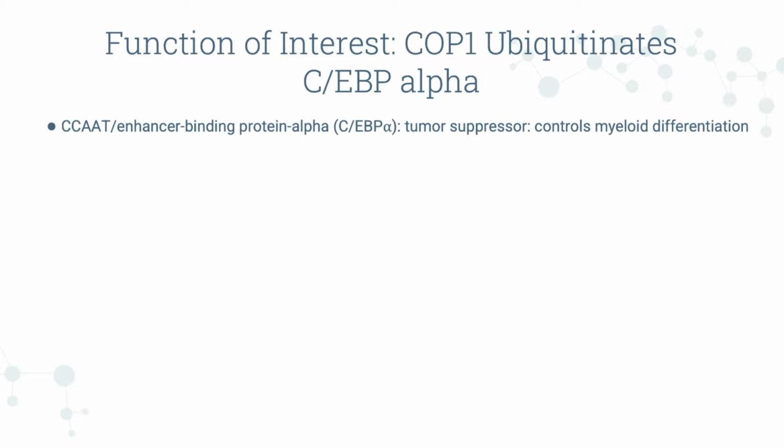The function of interest in this research project was the impact of COP1 on CEBP alpha. The CCAAT enhancer binding protein alpha, also known as CEBP alpha, is a tumor suppressor that controls myeloid cell differentiation and has been linked to the development of leukemia. Mutations in CEBP alpha are seen in 7 to 9% of acute myeloid leukemias.